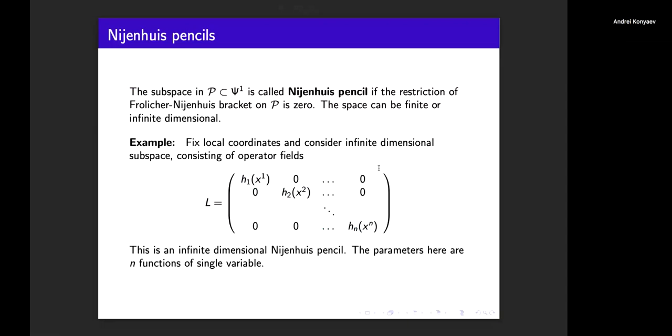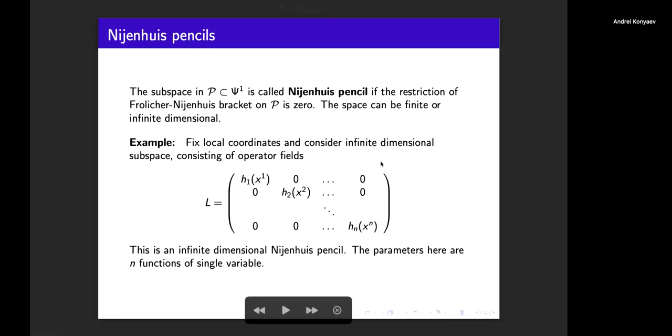And the restriction, again, we recall that if we take two operators, then the Frölicher-Nijenhuis bracket is not skew symmetric but symmetric, right? Because the Frölicher-Nijenhuis bracket is actually a graded Lie algebra. So the restriction of this bracket onto this space, right? This is a strong thing. It in particular implies that the space itself consists of Nijenhuis operators only, right?